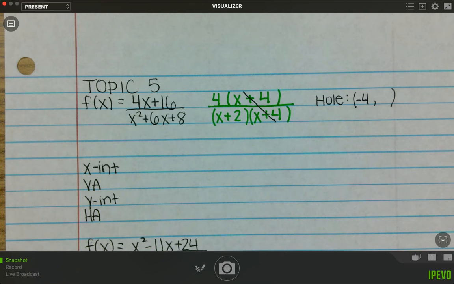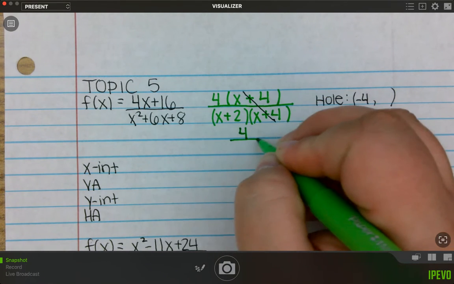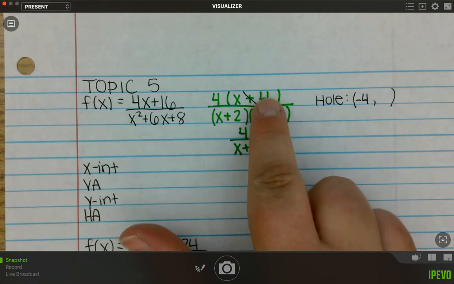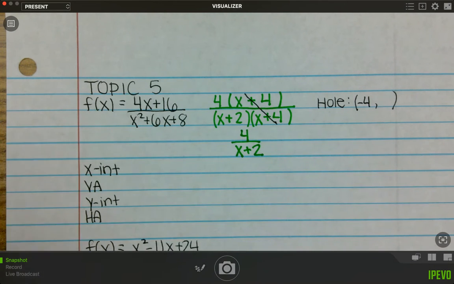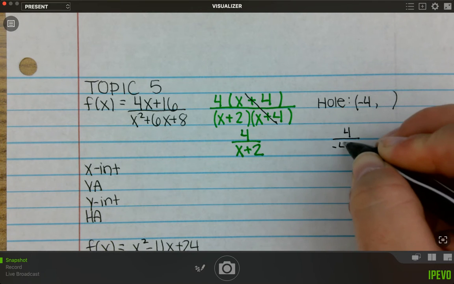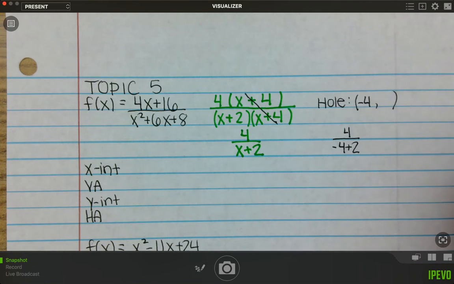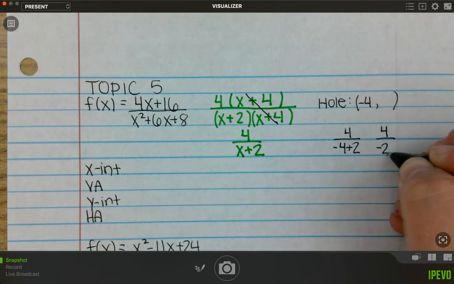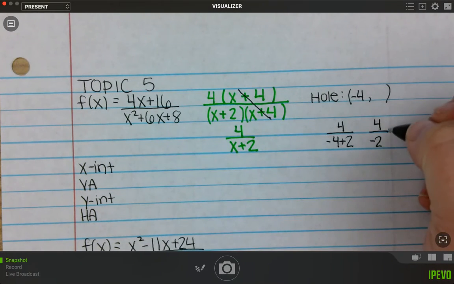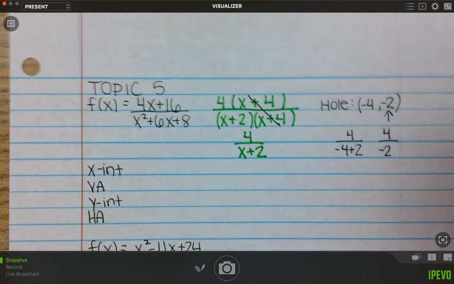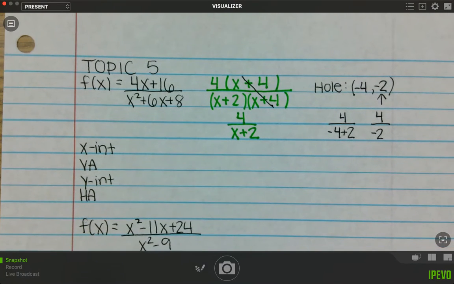Now, this is a point, and to find the rest of the point, we have to plug negative 4 in for x only into what's left. So when I cross those out, here's what I have left. To get the other half of the hole, you replace the x value with negative 4. And negative 4 plus 2 is negative 2. 4 divided by negative 2 is negative 2. So that's how you find the hole.